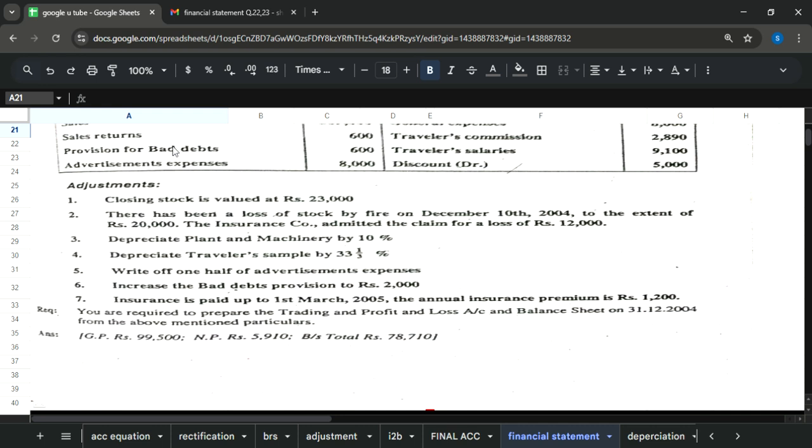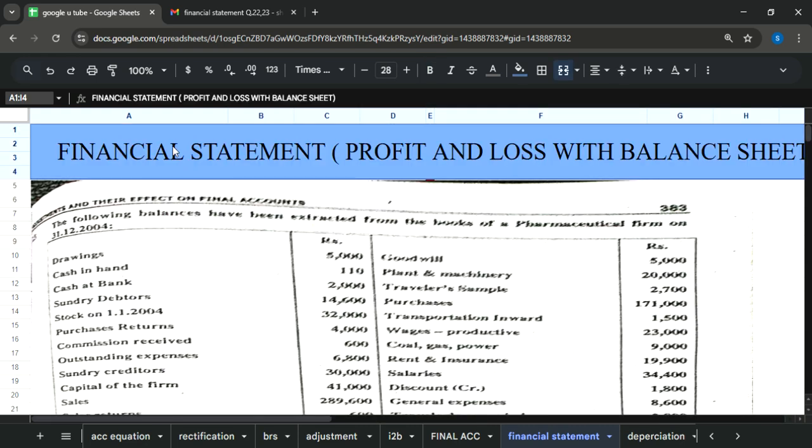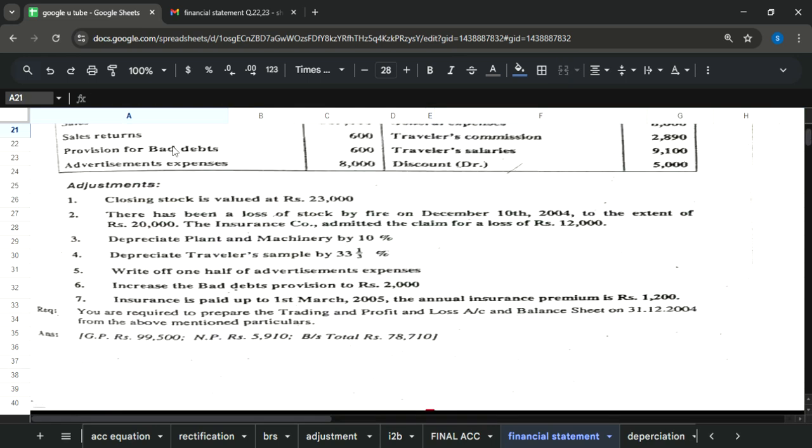So guys, you have seen the shape of the question. I'm sure that you are mentally prepared for the solution of this question. We have taken a brief introduction. Now we are ready to solve our question. So let's begin. As I have told you, as a first step, we will solve adjustments. So let's start from here.